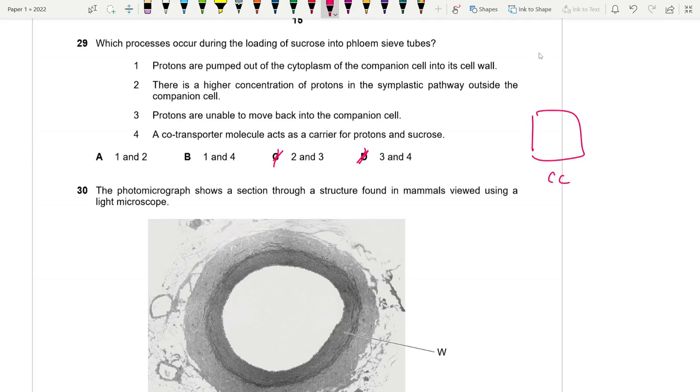This is the companion cell wall. H plus is pumped in here. Then H plus moves down the gradient with the help of the cotransporter. So the symplastic pathway refers to the intracellular pathway within the cell, through the plasmodesmata, through the vacuoles. So there is a higher concentration of protons in the symplastic pathway outside the companion cell.